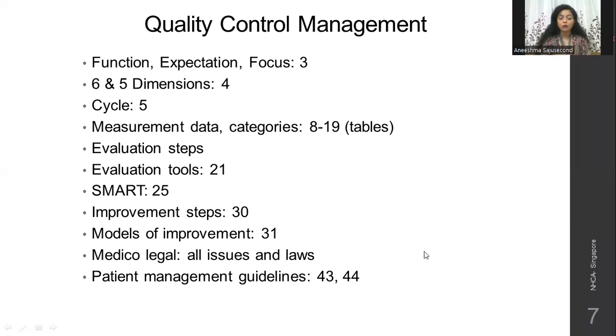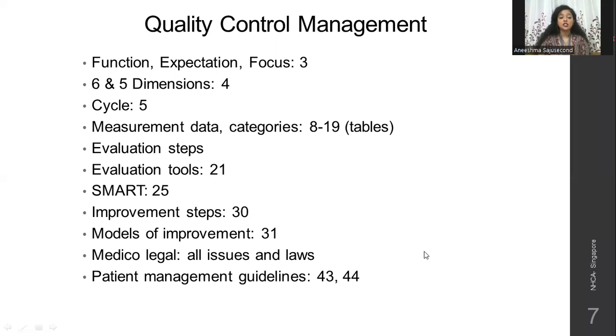First is measurement data. What is measurement data? Categories. There are from page number 8 to 19. There are tables also. Tables will help you to understand measurement in more detail with examples. Then evaluation. That is the second step of quality management. Evaluation steps. Okay. Evaluation tools. Histogram, pie chart, radar chart, all those things will come under evaluation tools. Okay, that is page number 21 onwards.